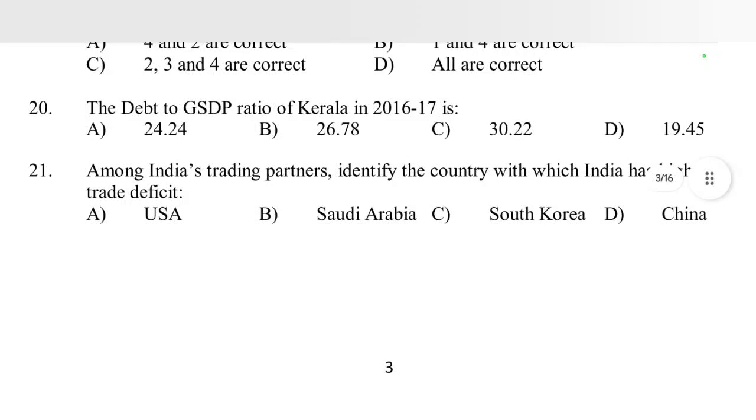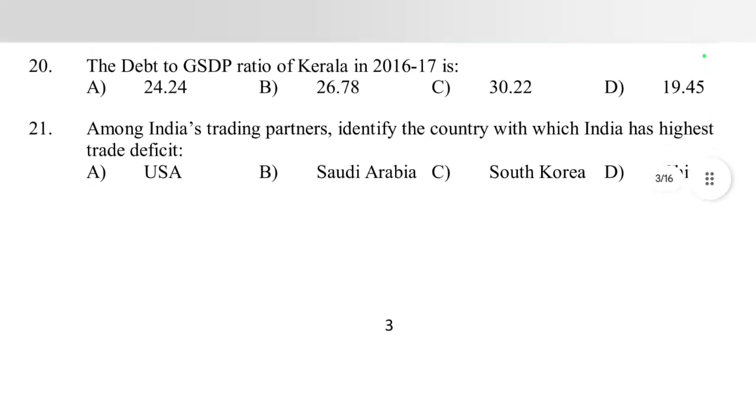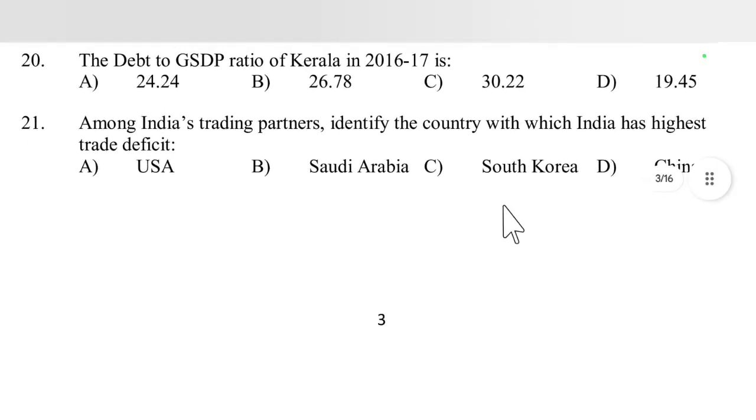Then question 20 is based on previous data, leave it. Then question number 21, among India's trading partners, identify the country with which India has the highest trade deficit.